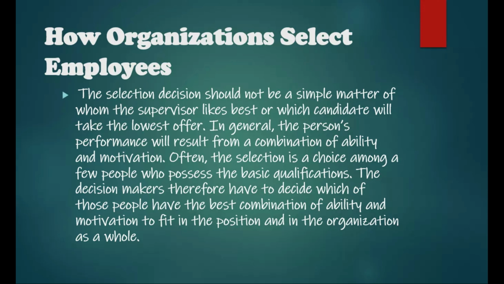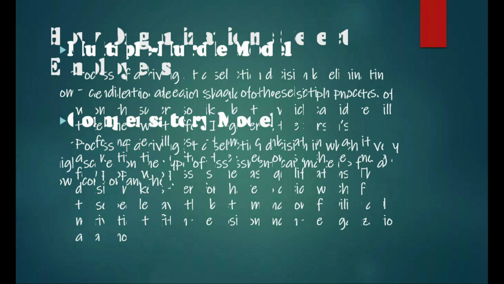How organizations select employees. In selecting employees among the candidates, it isn't about who the supervisor or the HR personnel like the most. It's always been an objective type. Their performance must show ability and motivation at the same time. The decision makers will assess who among them can barely handle both ability and motivation, or who has the high score in both ability and motivation. Take note of these words because they play a role in placing the person in the job.